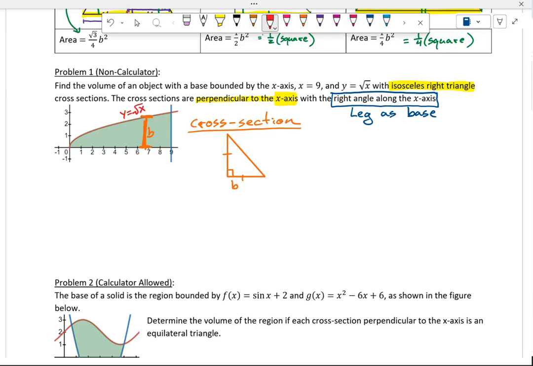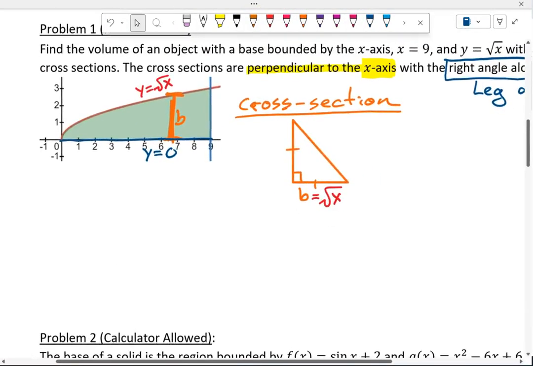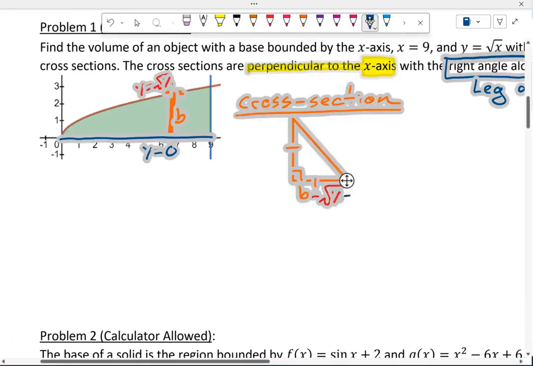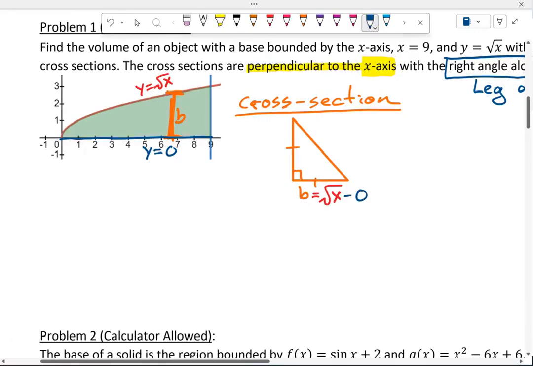Square root of x. What is my bottom? The x-axis, which would be 0, right? We could say that is y equals 0 down there. That's our x-axis, the bottom. So then our base is going to be square root of x minus 0, or just square root of x.